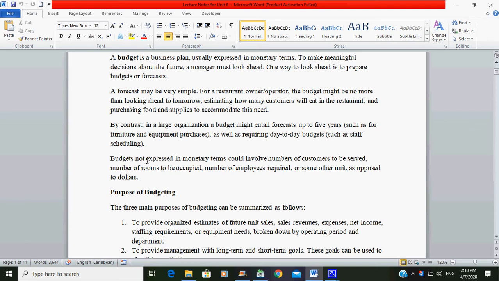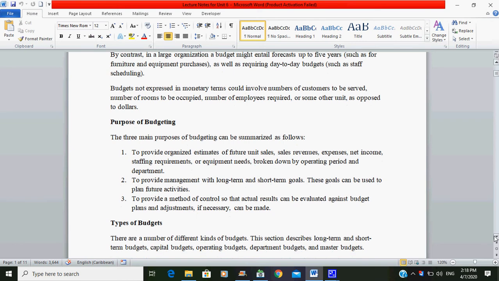Budgets not expressed in monetary terms could involve numbers of customers to be served, number of rooms to be occupied, number of employees required, or some other unit as opposed to what? Dollars. Now look at the purposes of budgeting.